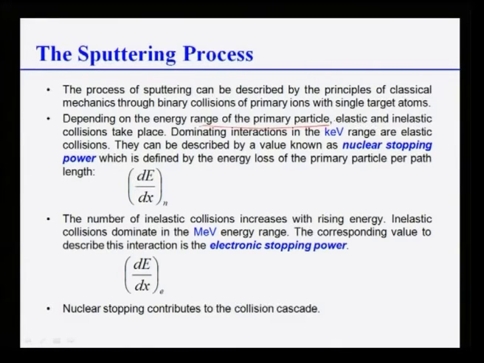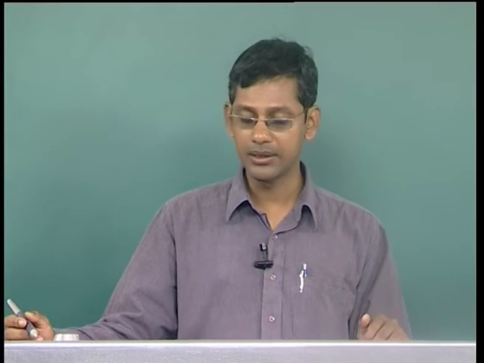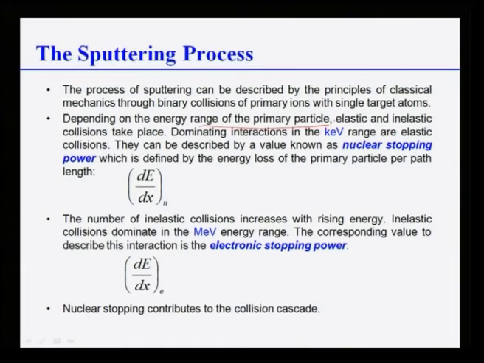So if primary particles are losing energy because of the sputtering process, we can always take dE by dx as a parameter to determine the interaction between the primary ions and the target atoms. And this is what is known as nuclear stopping power. The number of inelastic collisions increases with rising energy, as is usual. Inelastic scattering normally dominates if you have energies in the million electron volts. So that's why very high energy ones actually lead to a lot of inelastic scattering, which is not good. In those cases, the corresponding value to describe the interaction is known as electronic stopping power, and this is dE by dx e. Nuclear stopping power actually contributes to the collision cascade. These are the two effective ways of basically terming this sputtering process.